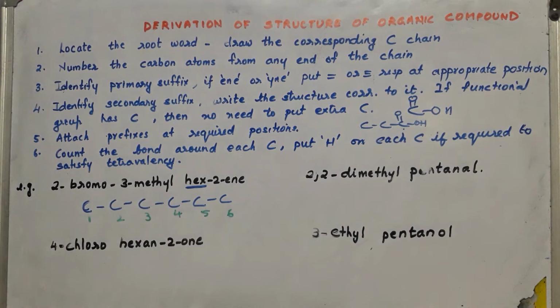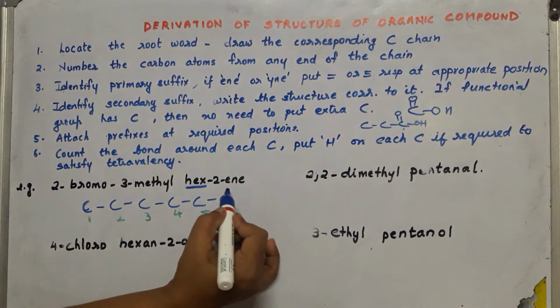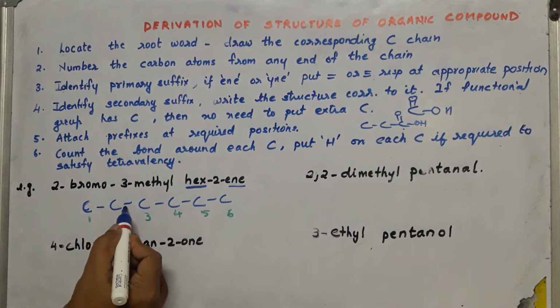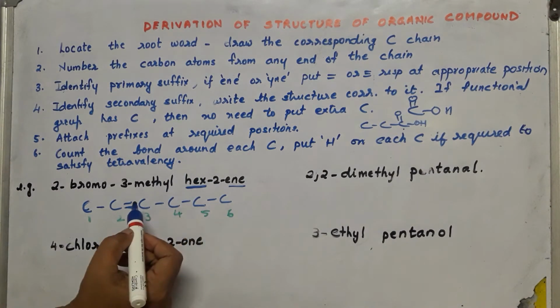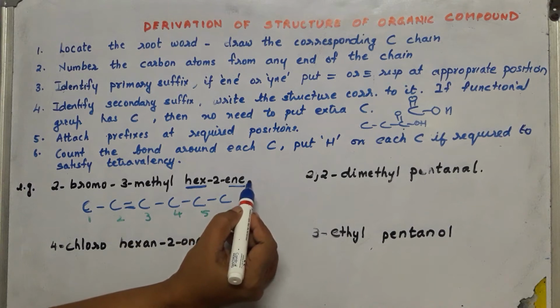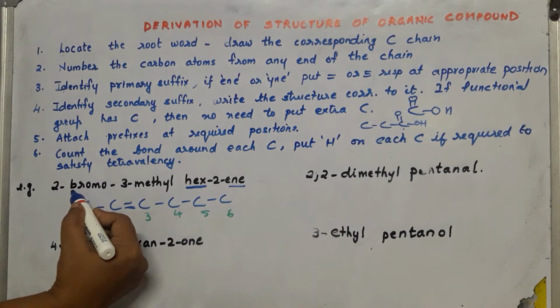After numbering, next is you have to find out what is the primary suffix. Primary suffix is 2-ene. Okay, ene means double bond. So after the second carbon, put double bond. Already one bond is given, give one more bond. It becomes double bond. Okay, so that is also over. Now you have to look for secondary suffix. There is no secondary suffix. Okay, leave it out. Now you go on to the prefix.